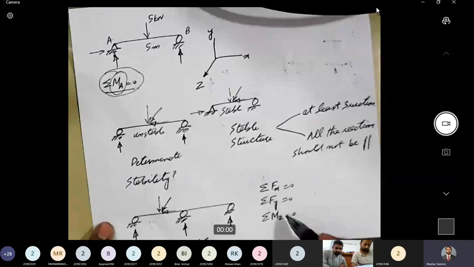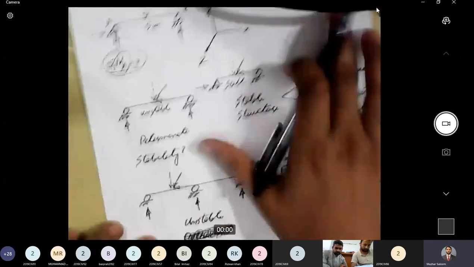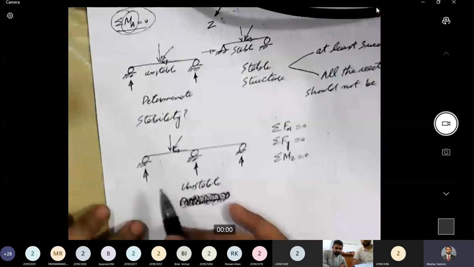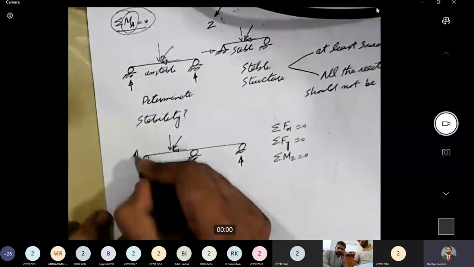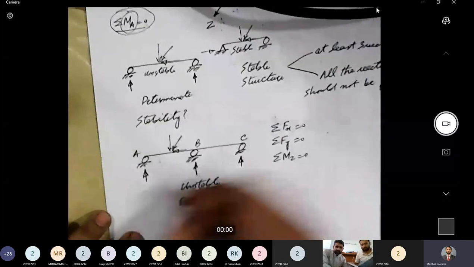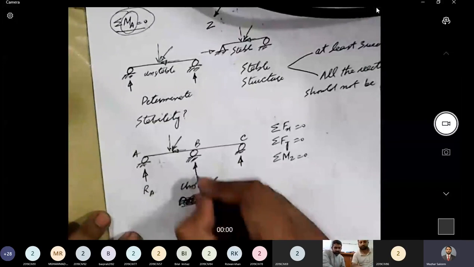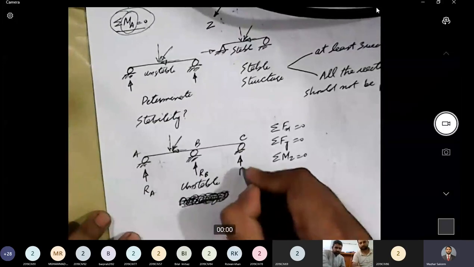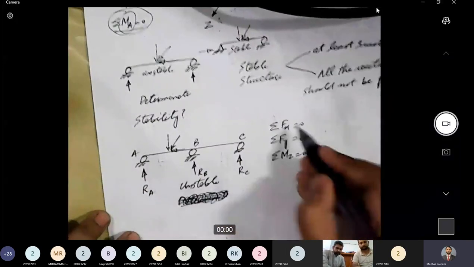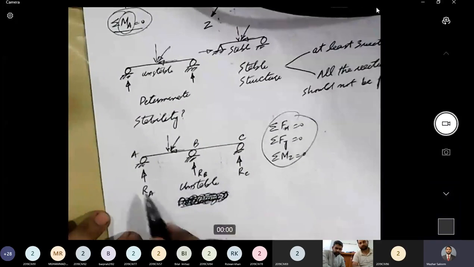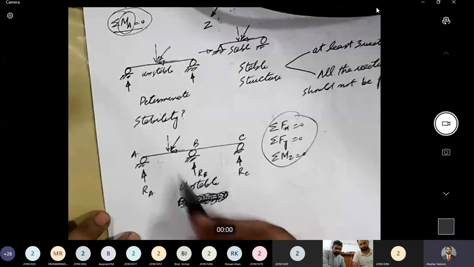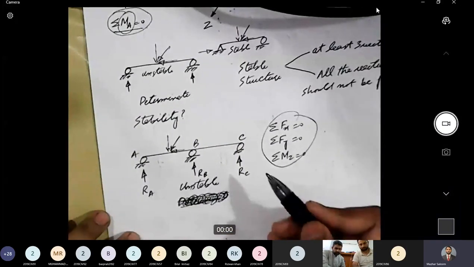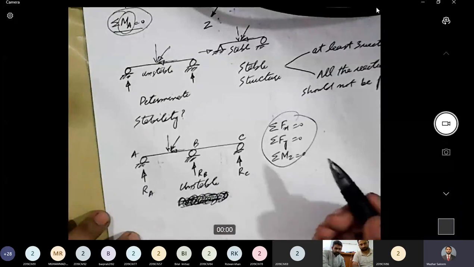Although we have three conditions of equilibrium, and somebody may say that there are just three unknowns. Let's say I call this point A, this is B, and this is C. So this is RA, this is RB, and this is RC. So there are three conditions of equilibrium and there are three reactions. So this structure should be determinate. But actually, as I said, this is not determinate. Why did I say that?